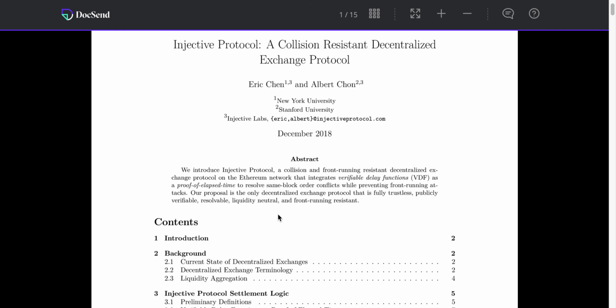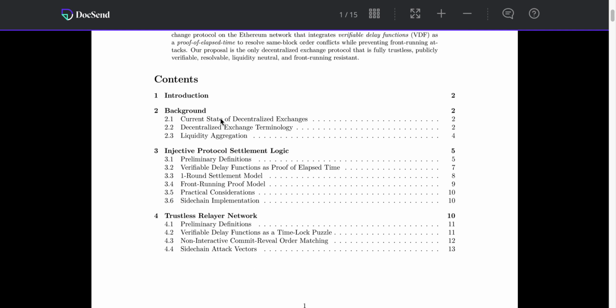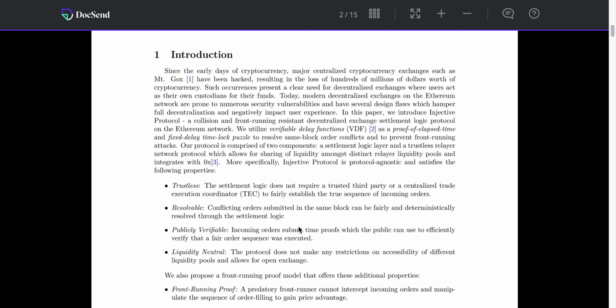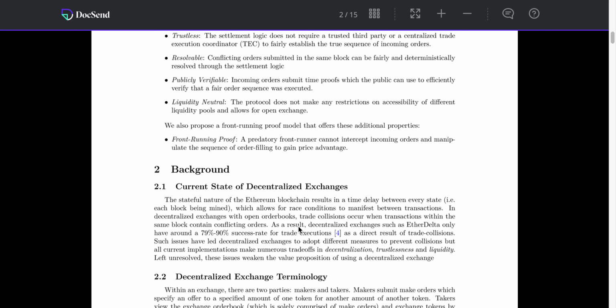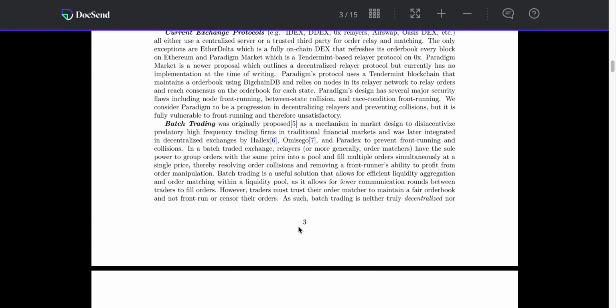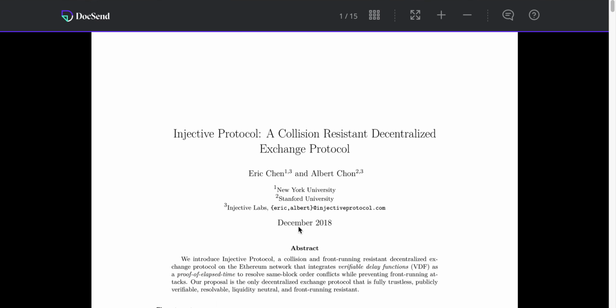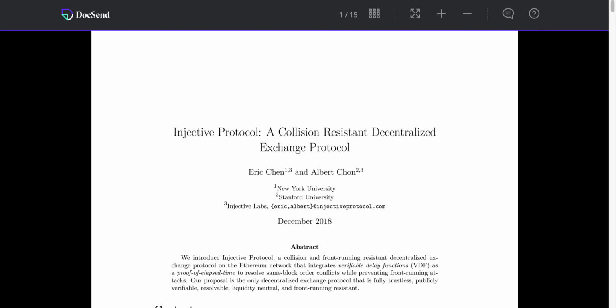And we see the contents of this white paper. In the introduction: background, Injective Protocol statement, logic, trustless or reliable network, and we can read how this works. So, it is finished.